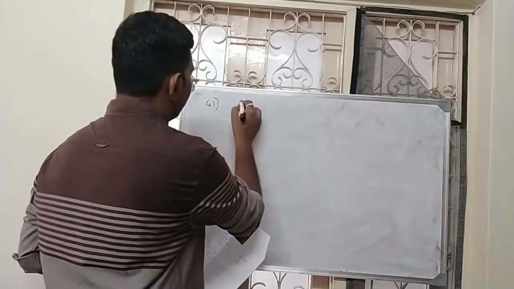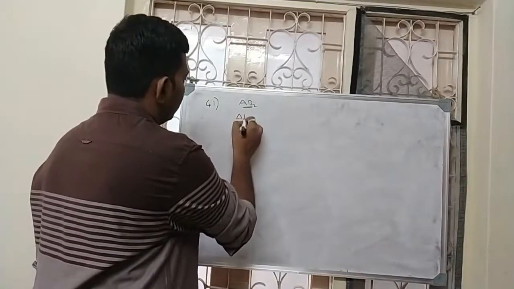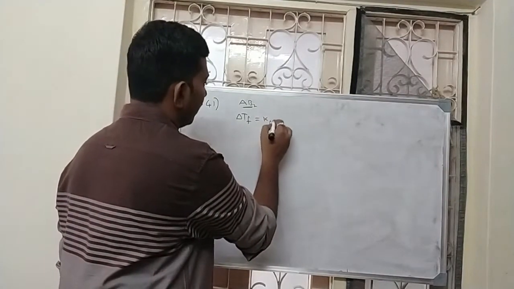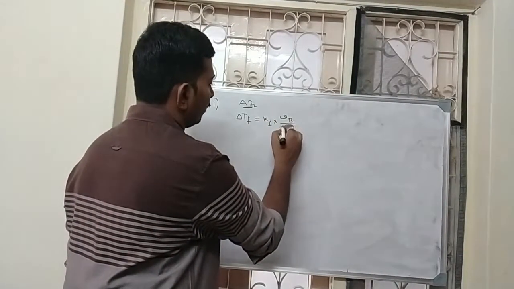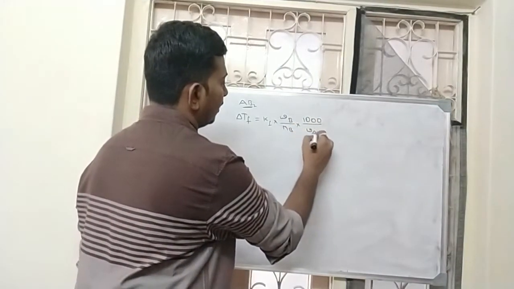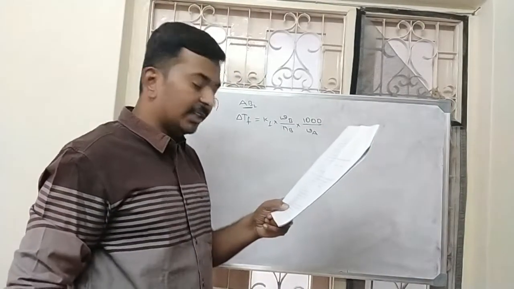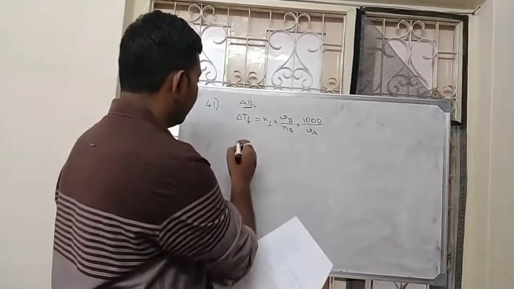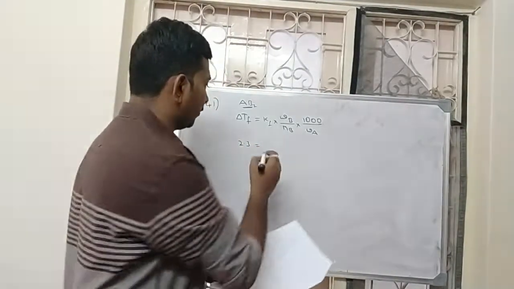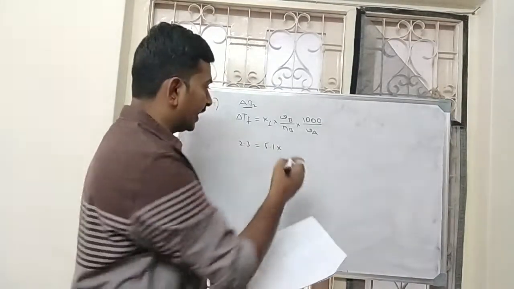For example, if I take the AB2 compound, the lowering in freezing point, delta Tf, is equal to Kf into mass of solute by molar mass of solute into 1000 by mass of solvent. What is the lowering in freezing point in the case of AB2? It is 2.3 degrees, which is equal to Kf for benzene, given as 5.1, into the mass of the solute, which is 1 gram we are adding.